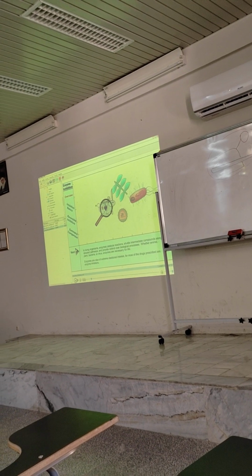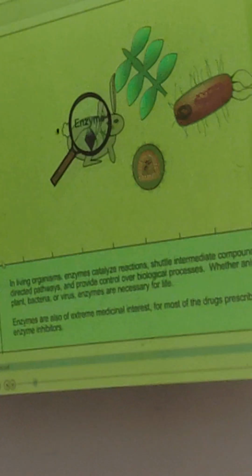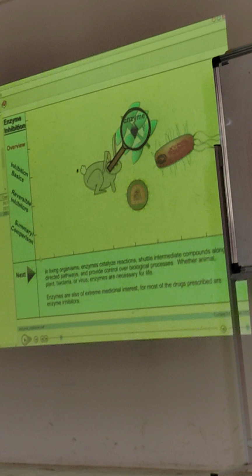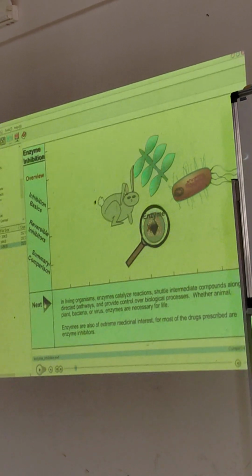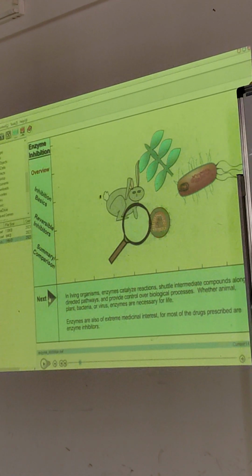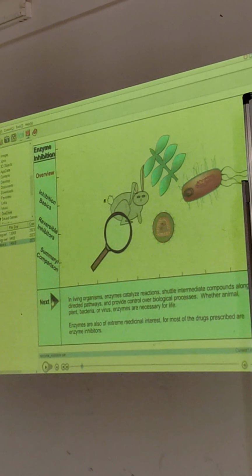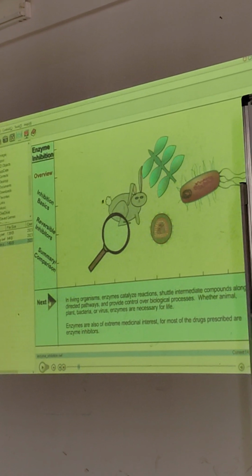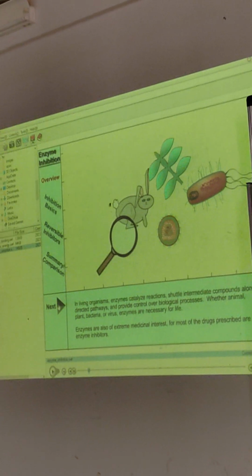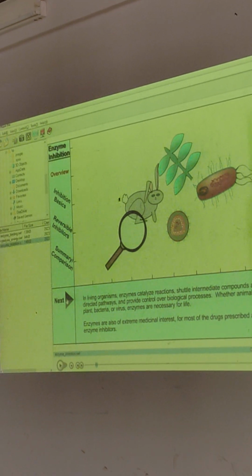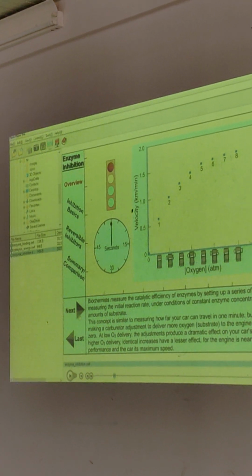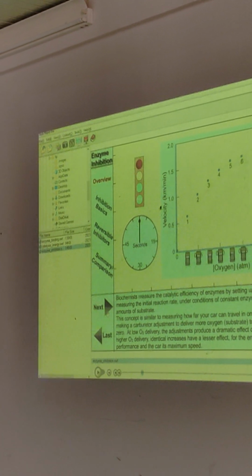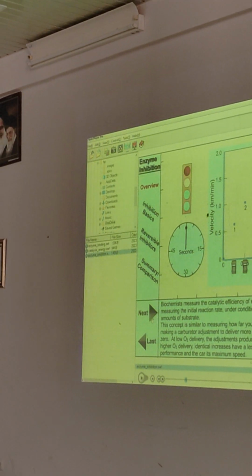In living organisms, enzymes catalyze reactions, shuttle intermediate components along directed pathways, and provide control of our biological processes. Whether animal, plant, bacteria, or virus, enzymes are necessary for life. Enzymes are also of extreme medicinal interest. First, what is the kinetic of enzyme?